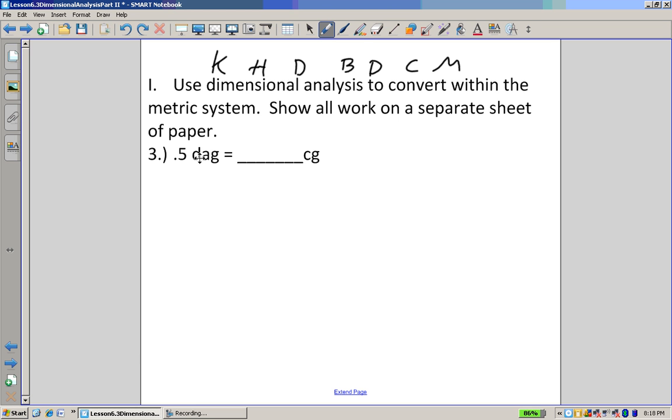We're going from decagrams. Which one is that? It's this one, because remember this one's going to have the A with it. More letters, it's bigger, it's to the left. So decagrams to centigrams. Centigrams are here. So we're going to go 1, 2, 3 places to the right. Same thing here. We're going to go 1, 2, 3 places to the right and fill with zeros. So this is going to be 500 centigrams.